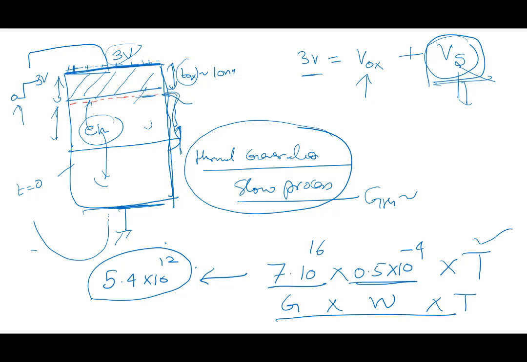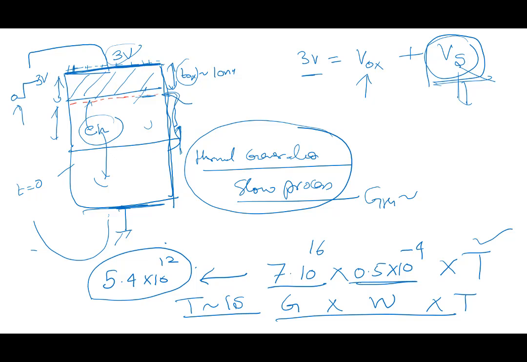So roughly 1 second. Roughly 1 second. 7 into 0.5 is 3.5, and 16 and 4. 5 by 3 multiplied by 12. So T is coming out to be roughly a second. You have to wait for a second for the inversion layer to form.